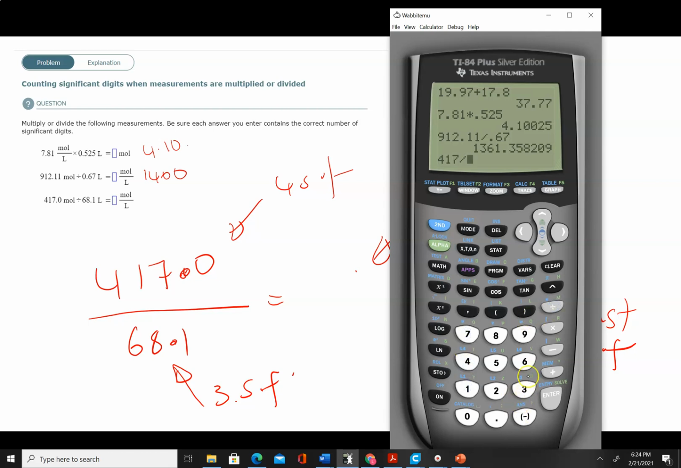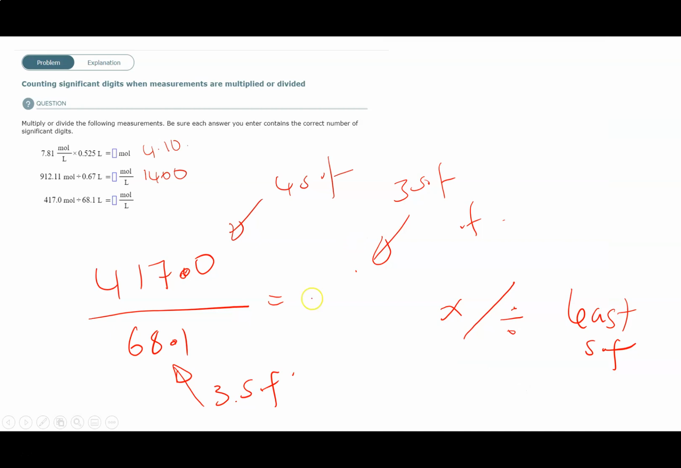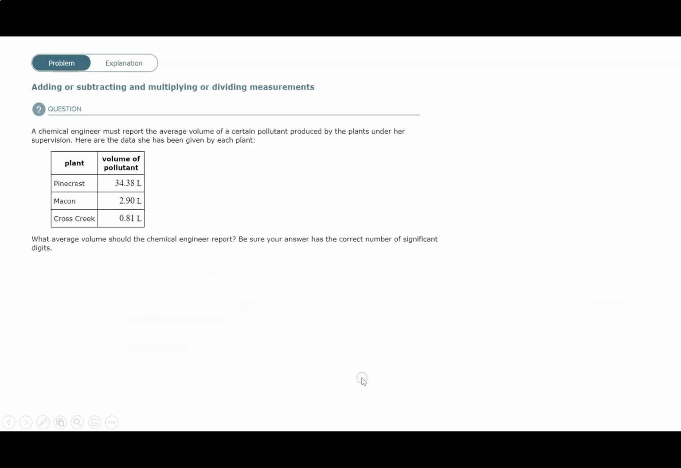417 divided by 68.1, enter. So we've got to go to 3 sig figs, so it's just going to be 6.1, and then 3 is less than 5, so it's just going to be straight up 6.12. We're just going to leave it alone. There we go, 6.12. And nicely, Alex has given you the units there, so you don't have to worry about that. All right, not too bad.